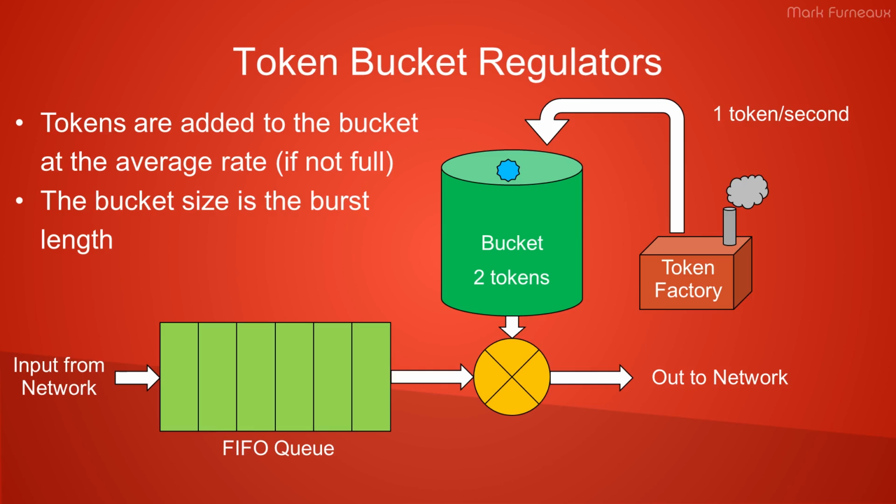If there's 2 items in the queue, because the bucket size is 2 tokens, we can burst 2 tokens out of the regulator. However, if we have packets constantly coming into the queue, we can only release them at the average rate of 1 token per second, because that's what we're adding to the bucket. And so the average rate is always conserved because the token factory always produces tokens at the average rate, but you can burst because of the tokens in the bucket. And it's a very simple regulator, and it's used very commonly in networking.